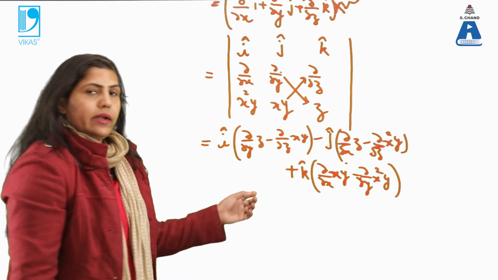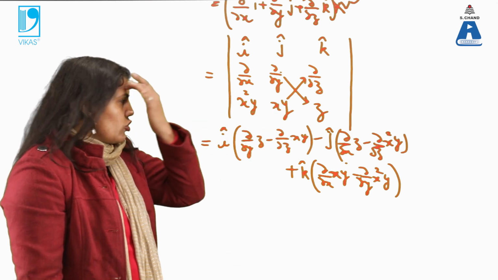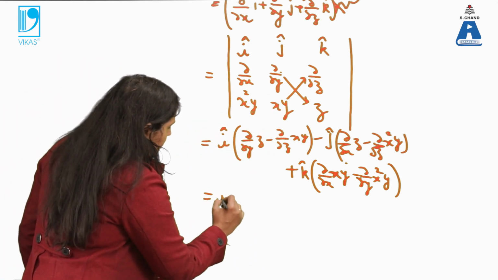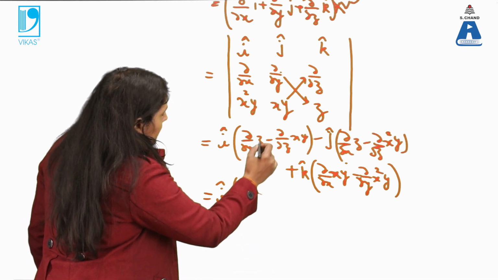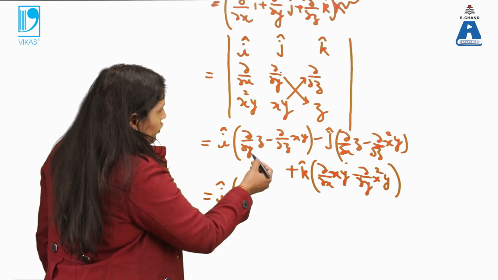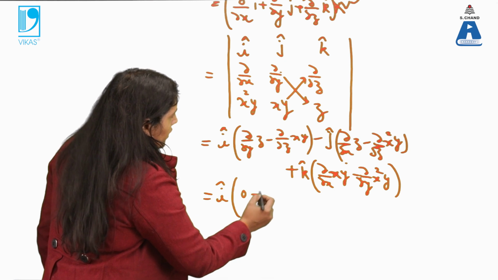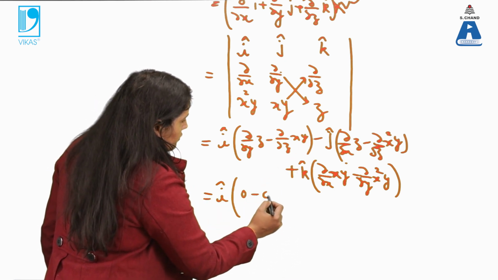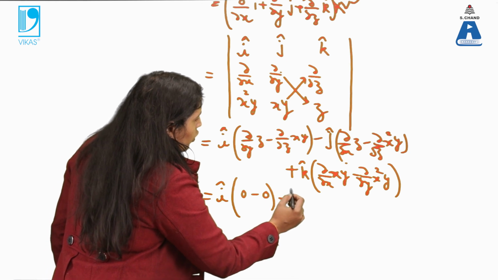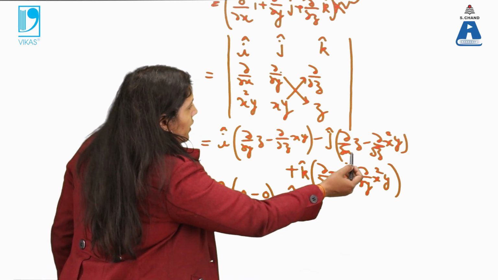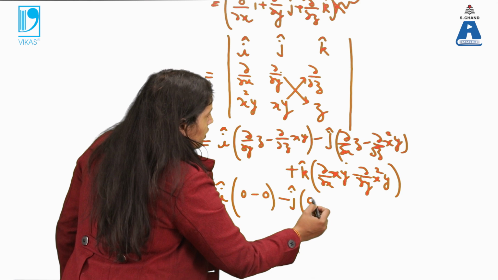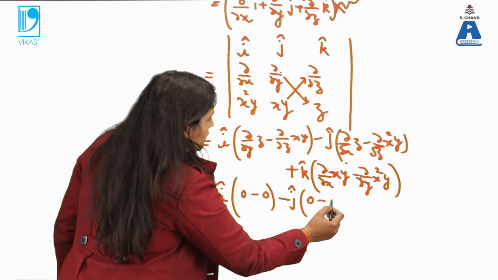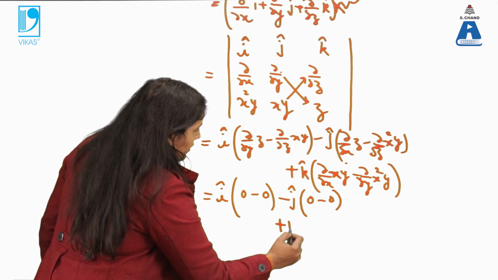Del by del x, del by del y are all operators. It's not that you are multiplying. These are operators. Now you just operate and get the answer. So del by del y of z is 0, because you differentiate z with respect to y. In the same way, xy differentiated with respect to z is 0. It means there is no component in the i direction. Then in the same way this is 0, and x square y gives 0 again, plus k.